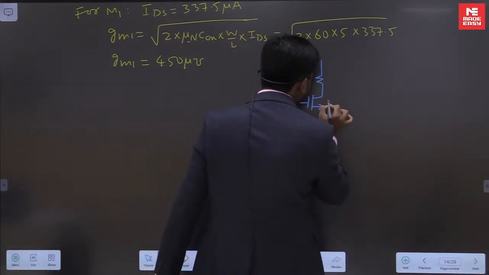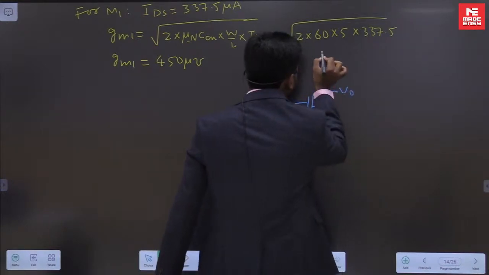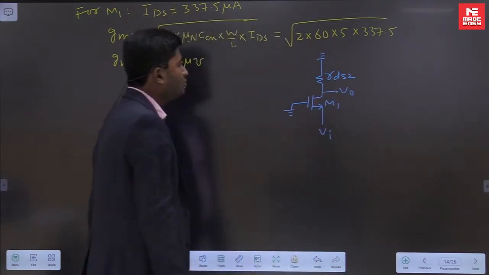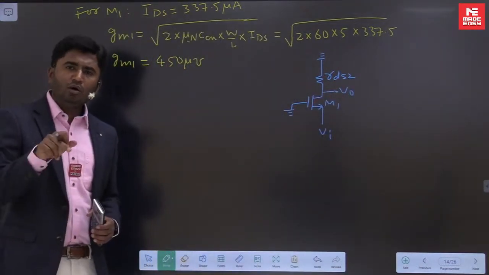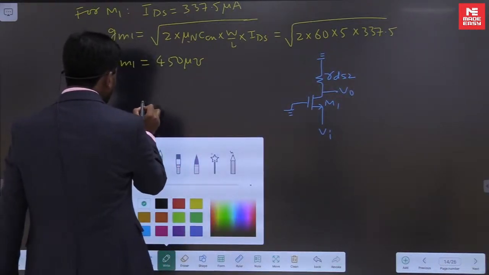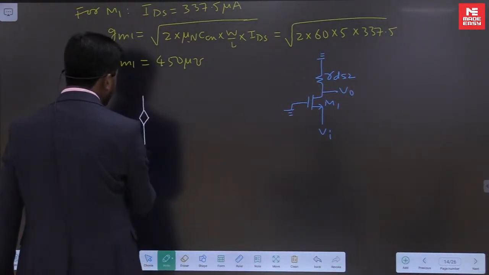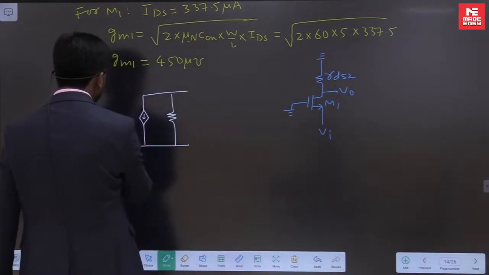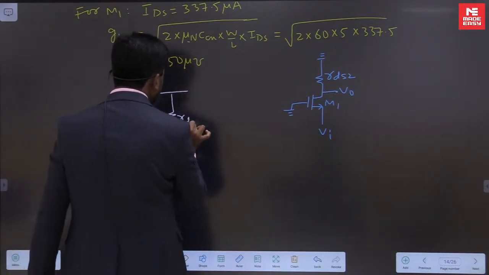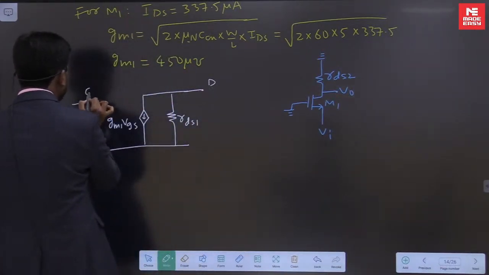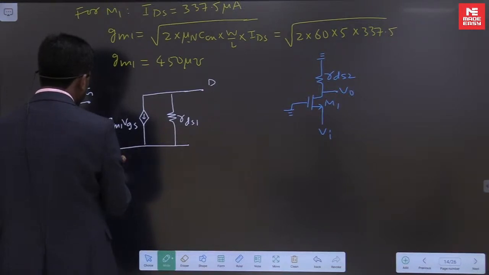This is your VI. This is V0. And that current mirror is replaced by equivalent resistance RDS2. Now replace M1 with the small signal model. You know the small signal model for a MOSFET? It will have these two elements in parallel. This is GM1 into VGS. This is RDS1. I'm replacing M1 here with the small signal model.